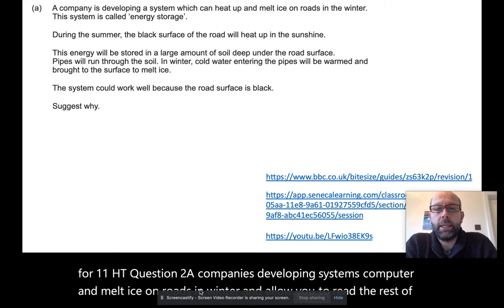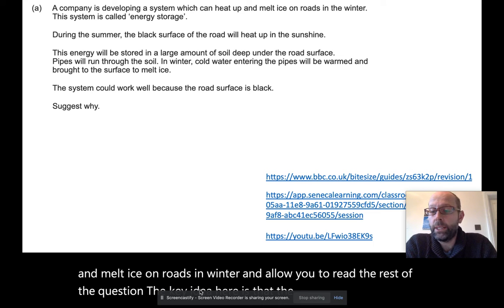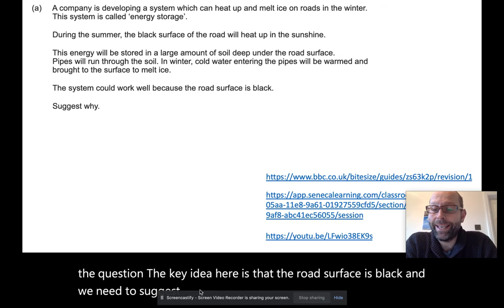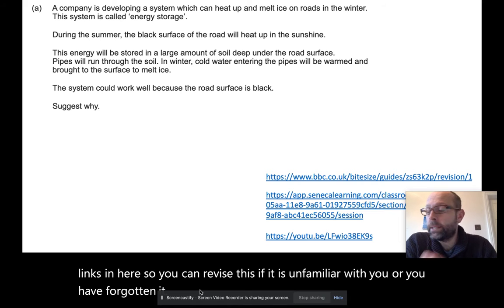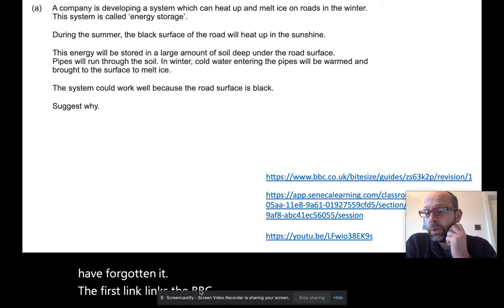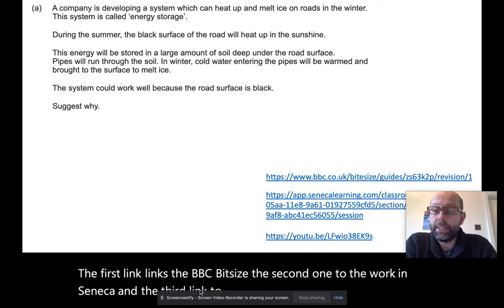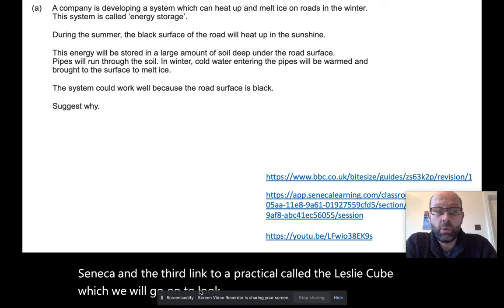The key idea here is that the road surface is black and we need to suggest a reason for why this is the case. I've put 3 links in here so you can revise this if it is unfamiliar to you or you have forgotten it. The first link links to the BBC Bitesize, the second one to the work in Seneca, and the third link to a practical called the Leslie Cube, which we will go on to look at later on in the course.